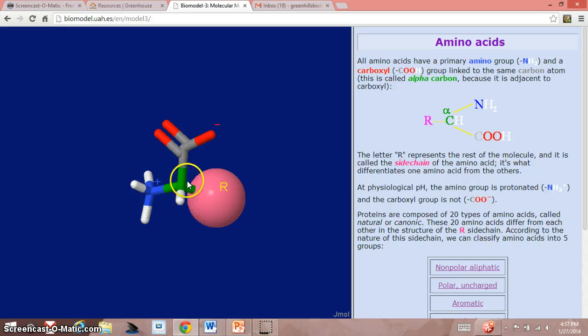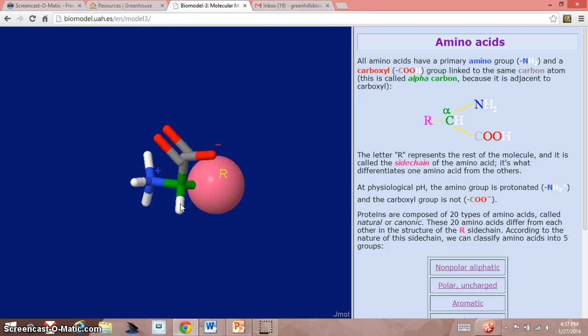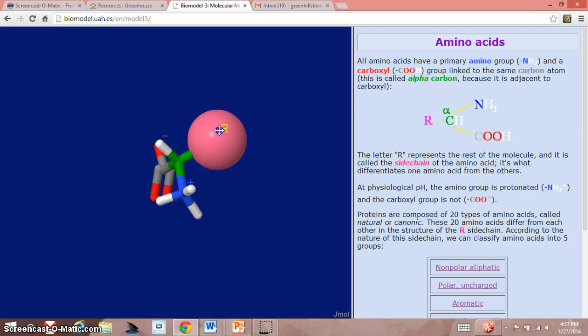This green part is showing the central carbon, or as they're referring to it, the alpha carbon, and the hydrogens are all the white ones. This big pink part over here is the R group, which means the rest of the group. And we're going to look at some different ones here. So I think that I've just shown you a whole bunch of things that are there.